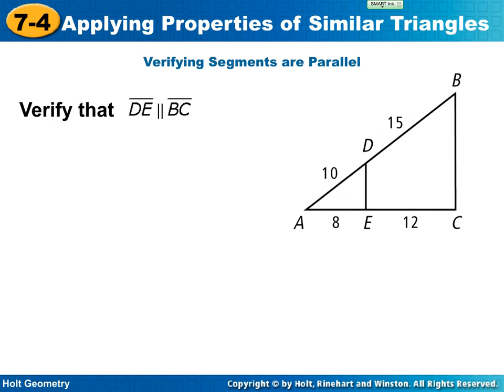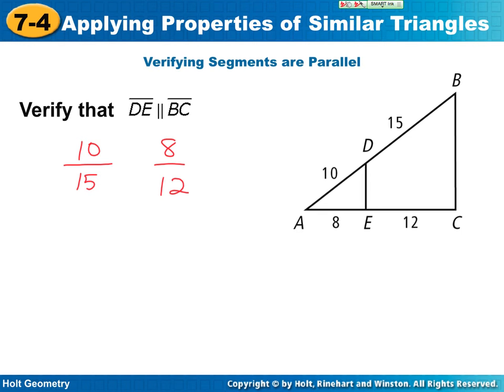This one. Okay, verify that DE is parallel to BC. So let's check the ratios. So we could compare 10 to, which one does the theorem say to use? 10 to 15 or 8? 15. Okay, I have students that like to put it over 8. Now, it's 10 to 15, and then from the other side, the same sections would be 8 and 12.